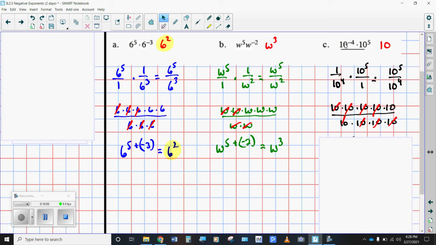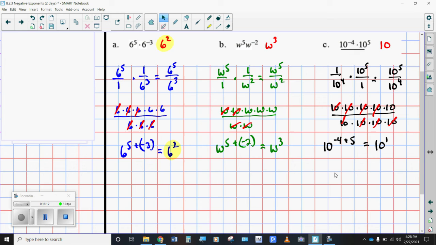So once again, 10 to the negative 4th times 10 to the positive 5th, you're going to keep your base and add your exponents. Negative 4 plus 5 is equal to 1. 10 to the 1st is equal to 10.